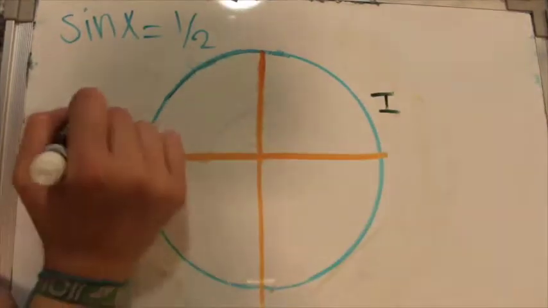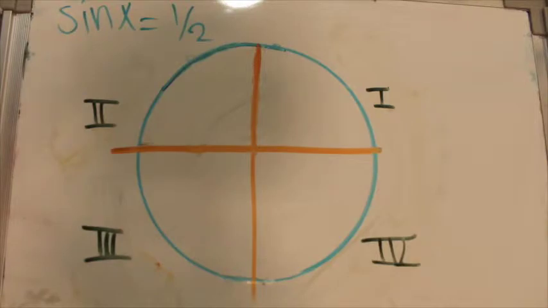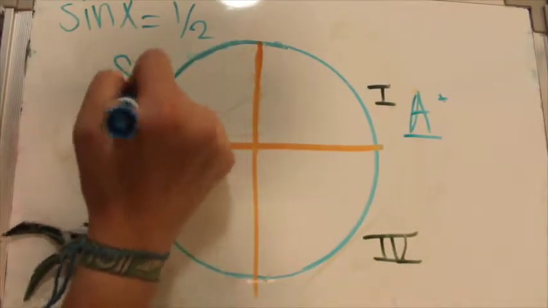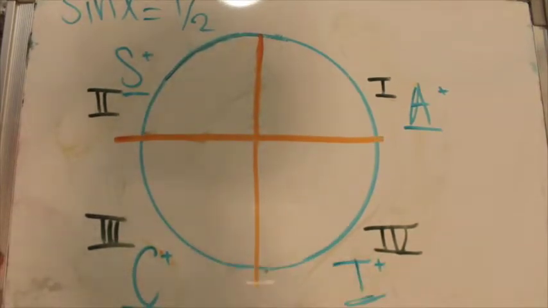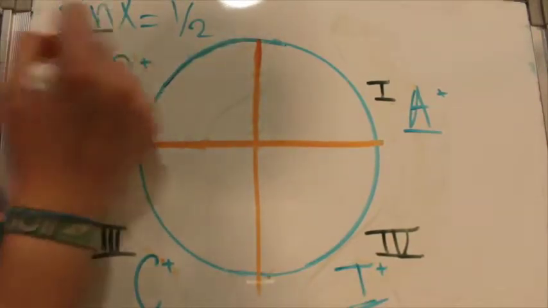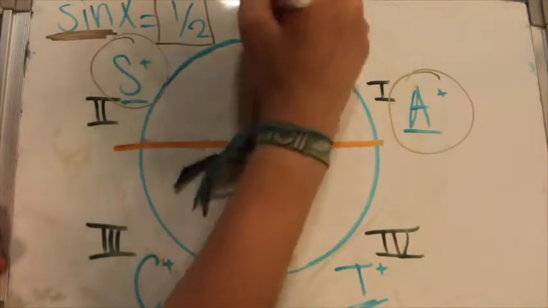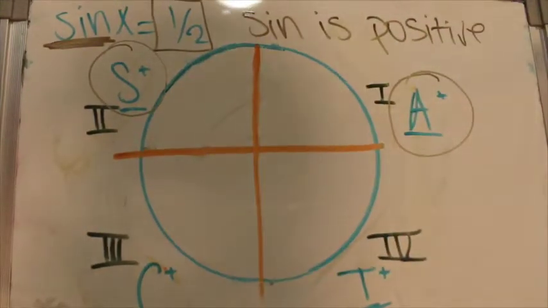The unit circle has 4 quadrants, 1, 2, 3, and 4. In the first quadrant, all values are positive. In the second, sine values are positive. Third, cosine values are positive. And fourth, tangent values are positive. Since we have sine x is equal to 1/2, and that's a positive value, we're going to be focusing in the first and the second quadrant, and that's where our answers will be, since sine is positive.